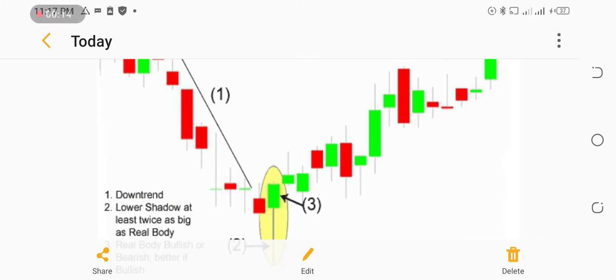Today we'll be talking about candlesticks and the important candlesticks you're supposed to use when trading in this market. Heading straight to what we have here today.